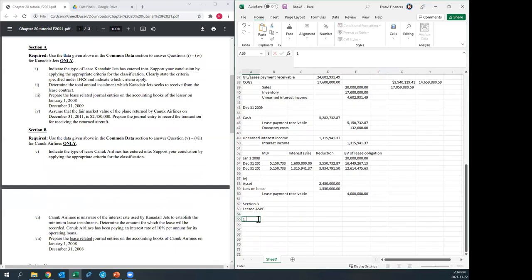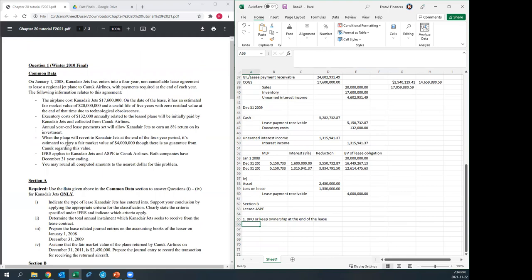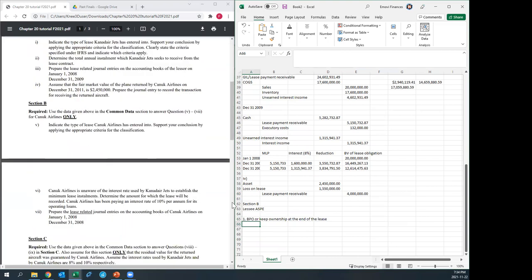First, do they have a BPO, or do they keep ownership at the end of the lease? I didn't mention anything about that. I don't think they did. There's no BPO, and they don't keep it at the end. So this is a no. 2, is the lease term more than 75% of the life of the asset?